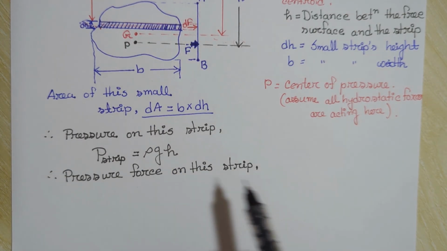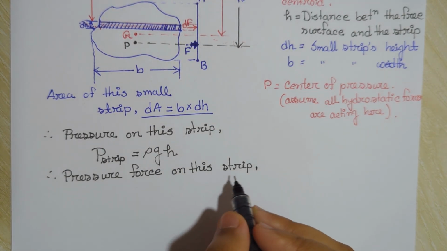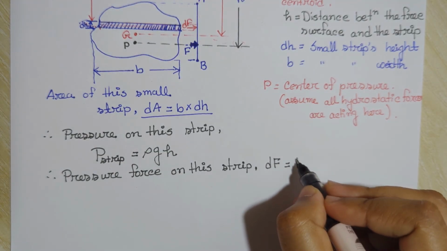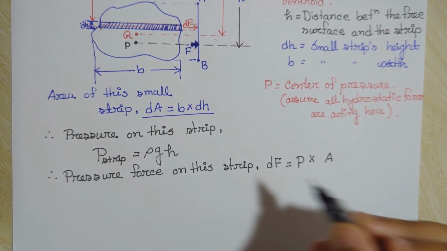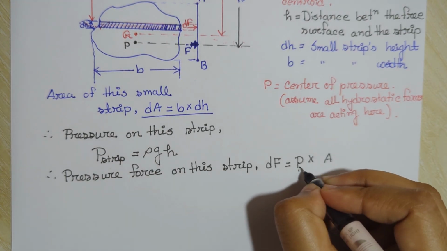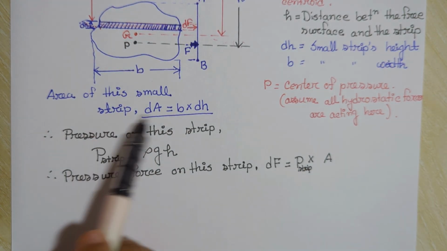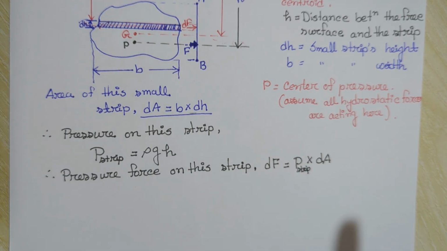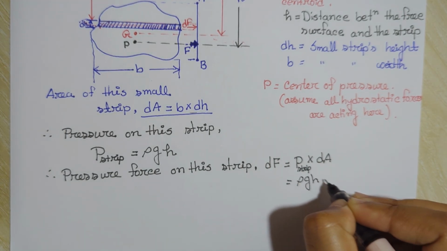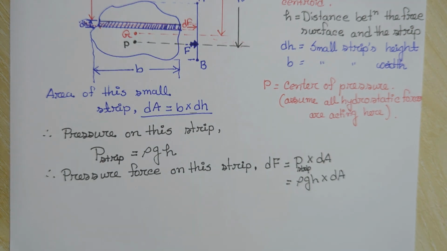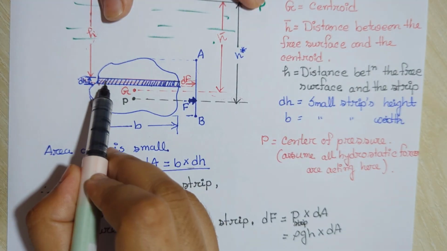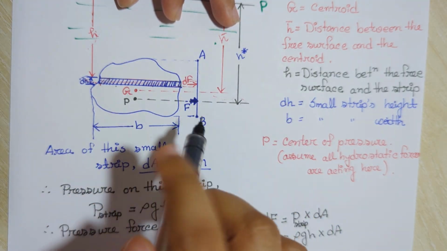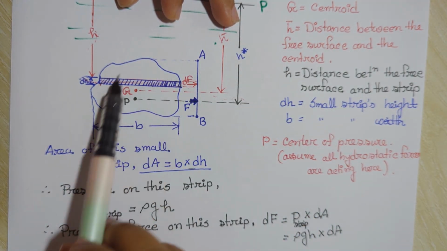Now we'll find the pressure force that works upon this strip. The pressure force on this strip will be dF, which is pressure into area. The pressure upon this strip is P strip, and the area of this strip is dA. So the force will be P strip into dA, which is rho g h into dA. This is the force for this small strip, but here we have to find the total pressure force that works upon our total surface.